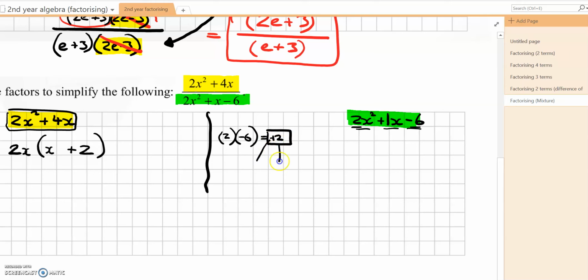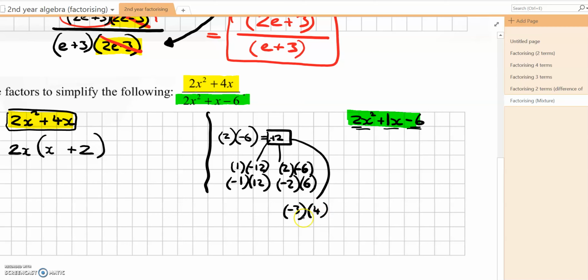Now let's get the factors of that guide number. Well, 1 by, don't forget it's a minus 12, so 1 by minus 12 and minus 1 by 12. 2 by minus 6 and minus 2 by 6. They'll all give me minus 12, so that's why I'm doing this. Minus 3 by 4 or 3 by minus 4. And is there anything else? No, they're the factors of minus 12.